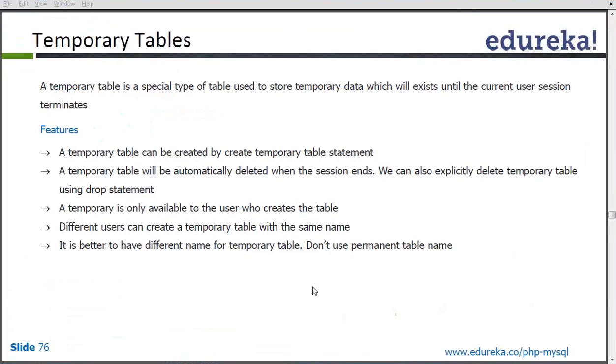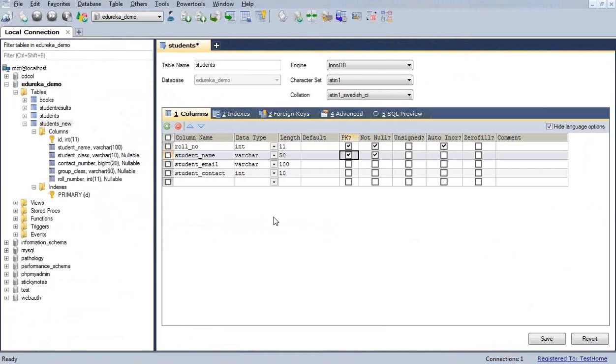A permanent table that we have created till now, all these are permanent tables. Even if we close our connection and open it again, we are able to see our tables because these are permanently created. But a temporary table is one that is not permanently created. It gets removed when we close our connection, close our session for the MySQL server. So a temporary table can be created by the create temporary table statement. It will be automatically deleted when the session ends.